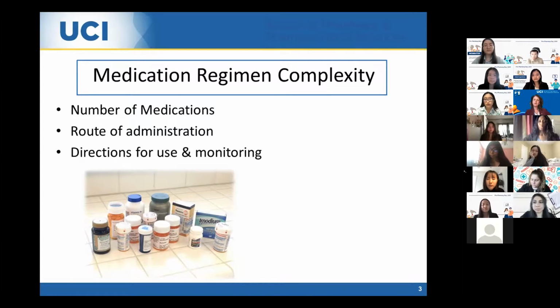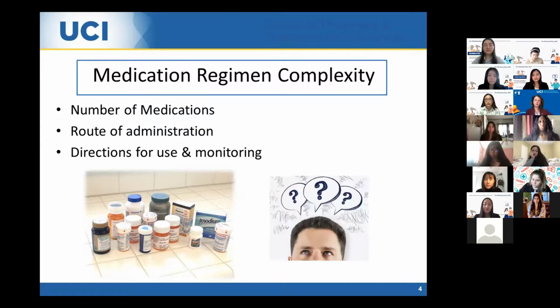The third element of medication regimen complexity is the directions for use and monitoring these medications. Think about this from the patient's point of view. Directions on one of those bottles would be take before meals, or after meals, at bedtime, or every other day. The directions themselves can become very complex for one medication. Now put all those together: a number of medications, different routes of administration, and each one has directions for use at different times of day. It becomes really complex in the patient's head.